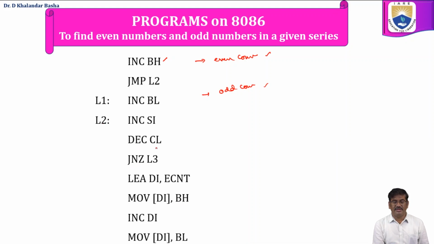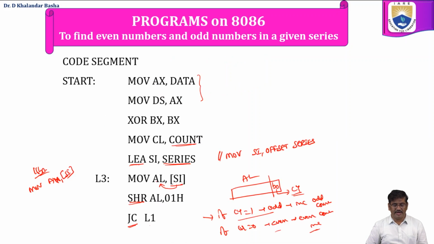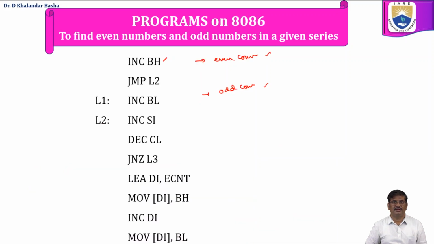Then JNZ: if CL is non-zero, go to loop 3, where loop 3 is labeled for fetching the data, then shifting the contents, then comparing with the carry flag. Once this iteration is done, we will fetch the even count address. The even count is in the BH register, so the BH register contents will be loaded into the memory location.